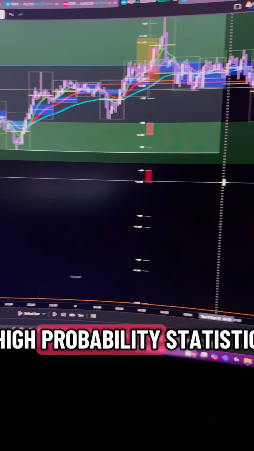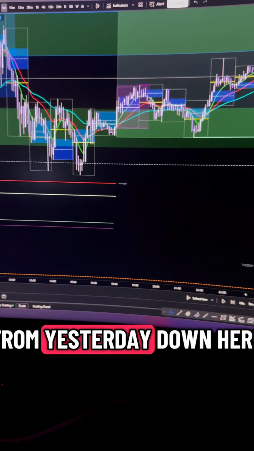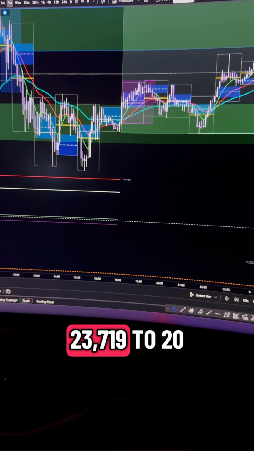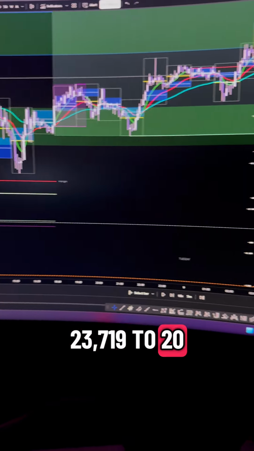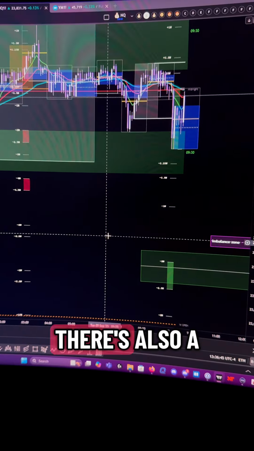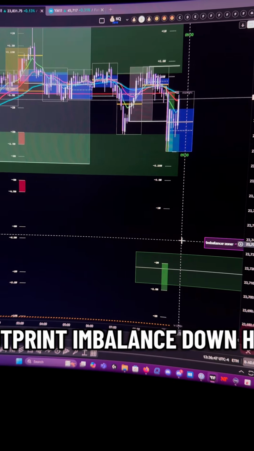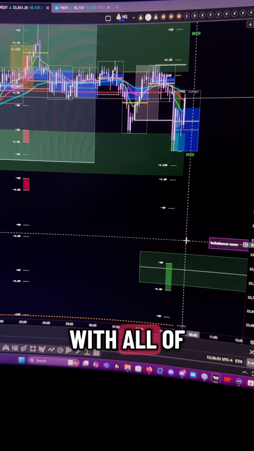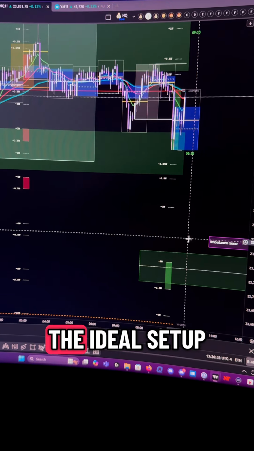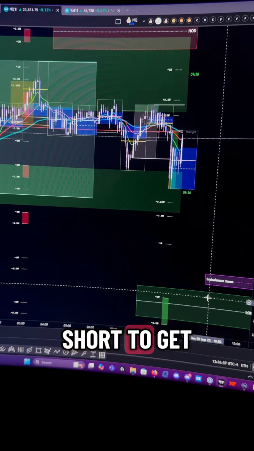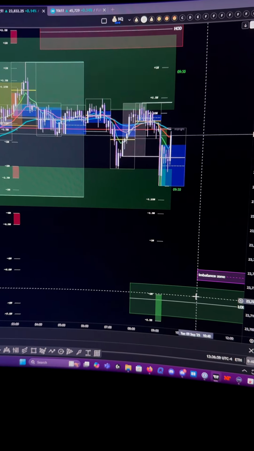We had a high probability statistic from yesterday down here, which is roughly 23,719 to 20. And if you look, it happens to line up with our low of day zone. There's also a footprint imbalance down here that we were most likely going to get at some point today. With all of that data in mind, the ideal setup at the open was to try to build a short to get down to this zone.